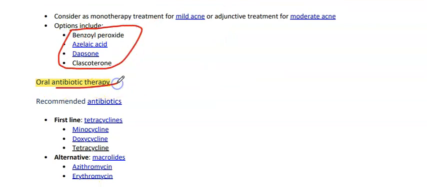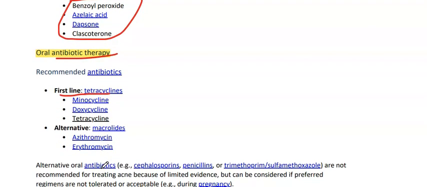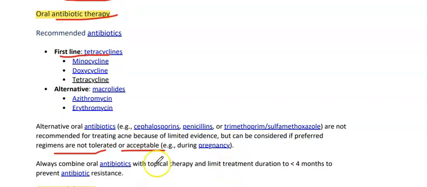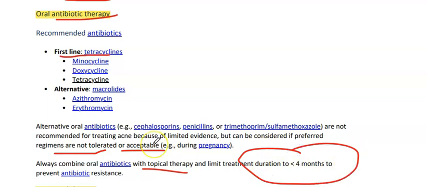Then we have oral antibiotic therapy. In antibiotics, first line are tetracyclines like minocycline, doxycycline, and tetracycline. Alternatives are macrolides like azithromycin and erythromycin. Alternative oral antibiotics are not recommended for treating acne because of limited evidence, but can be considered if preferred regimens are not tolerated or not acceptable, for example, during pregnancy. Always combine oral antibiotics with topical therapy and limit the treatment to less than 4 months duration.